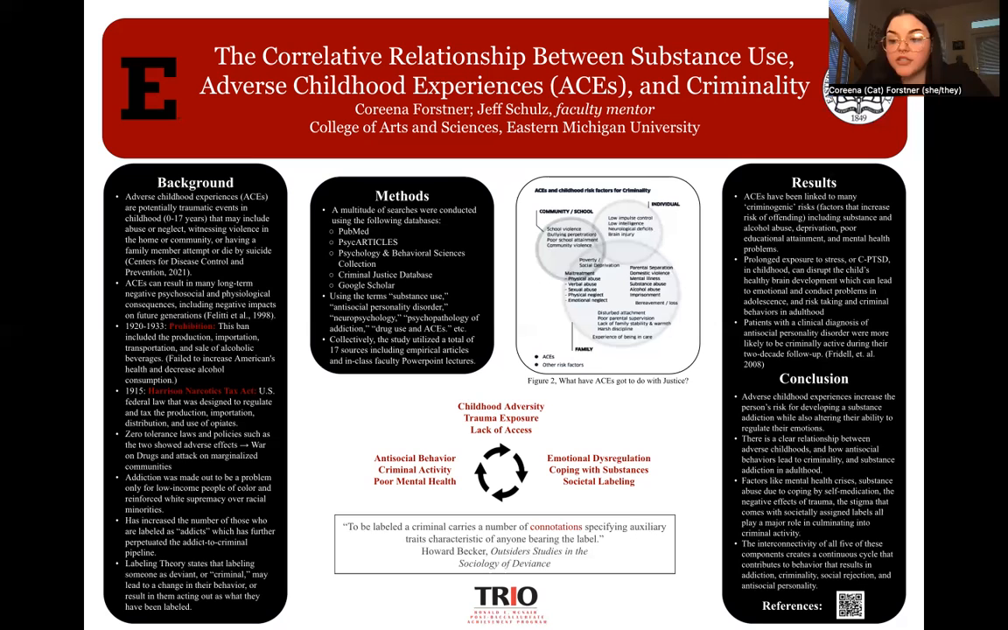So in conclusion, factors like mental health crises, substance abuse due to coping with life's overwhelming events, so coping by self-medication, the negative effects of trauma, and the stigma that comes with societally assigned labels all play a major role in the culmination of criminal activity. And the interconnectivity of all of these 5 components creates a continuous cycle that contributes to behavior and results in addiction, criminality, social rejection, and antisocial personality. And that concludes my presentation.